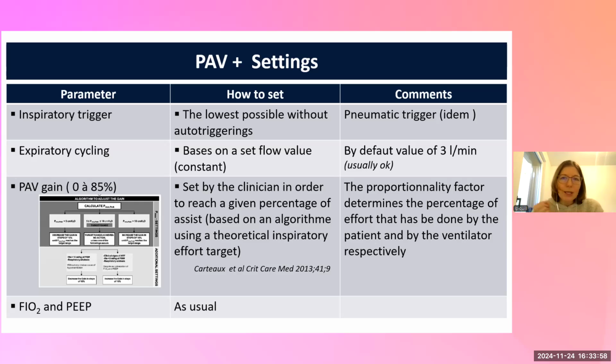There are also other things you have to set with PAV. You have to set the inspiratory trigger as usual. It is a pneumatic trigger, as you know, in pressure support ventilation. The expiratory cycling is based on a set flow and not on a decrease, and usually the default value of 3 liters per minute is okay. The gain, I'm going to come back to in the next slide, and FiO2 and PEEP you can set as usual.